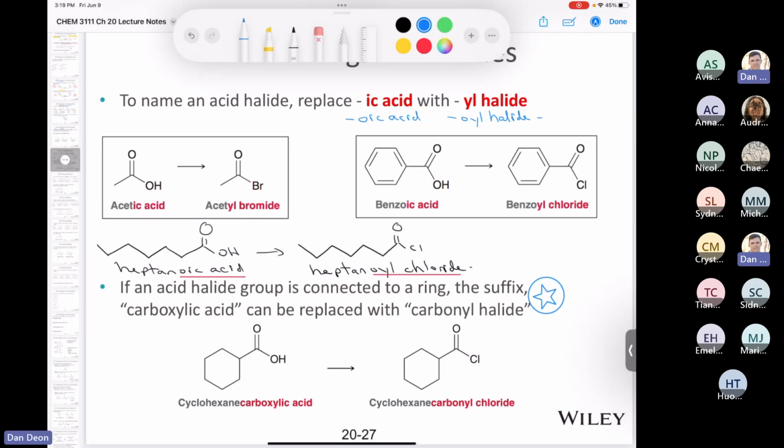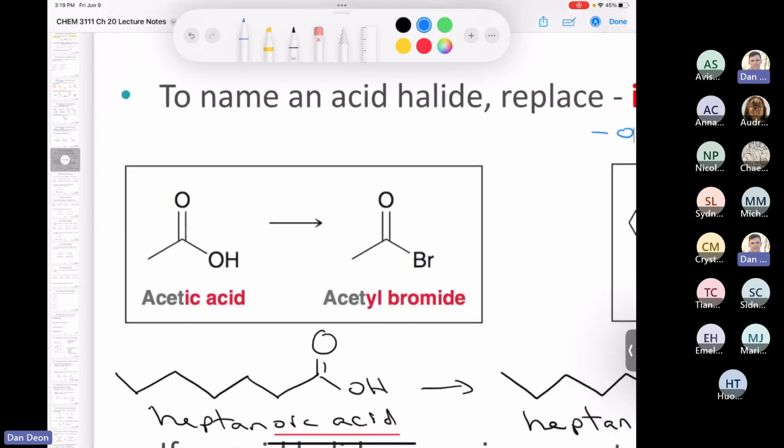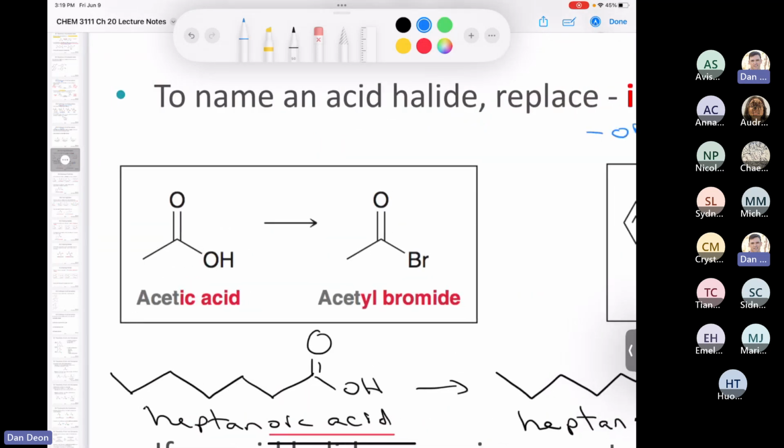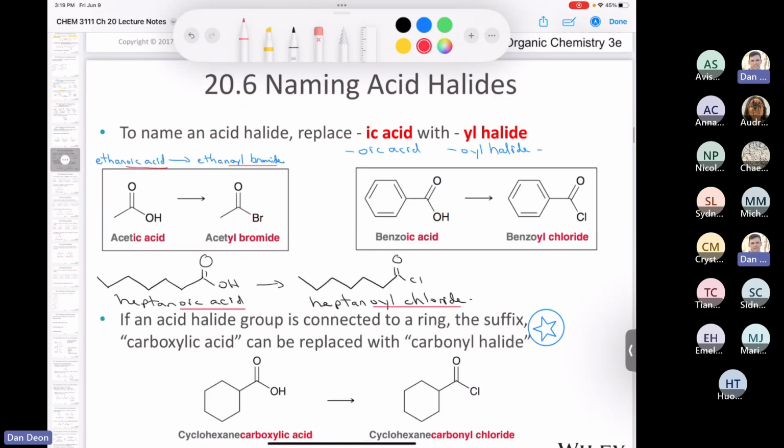Another one that I was just going to point out is going back to the whole common name, right? Acetic acid is a common name. If you write down the systematic name of acetic acid, you should know it's ethanoic acid. So the way you would name the acid bromide would be ethanoyl bromide. Okay, so oic acid becomes oyl halide like that. So that covers acid halides.